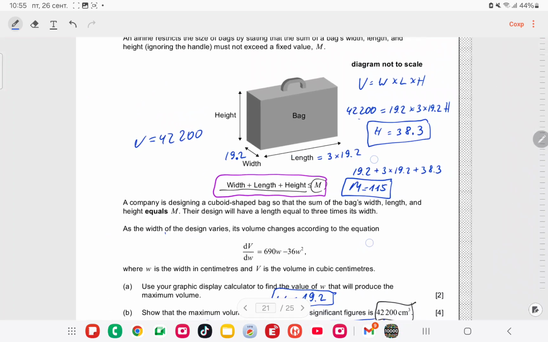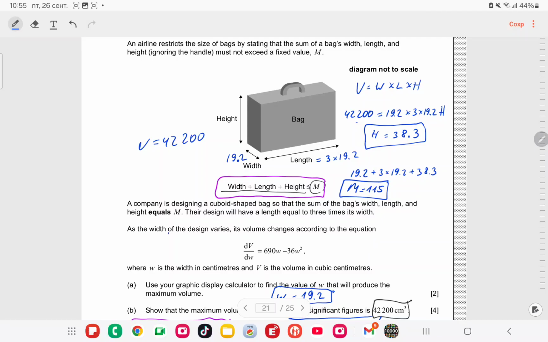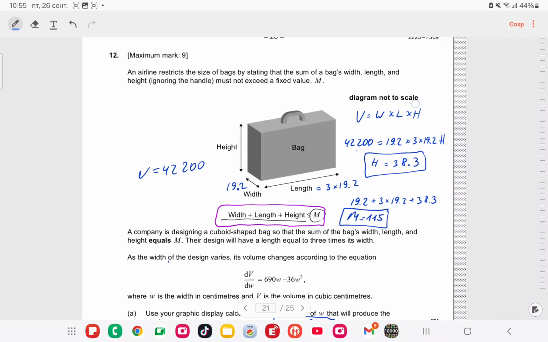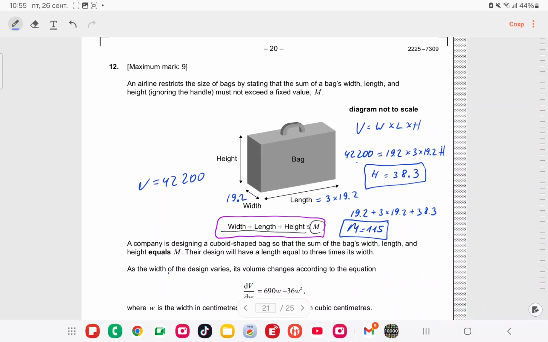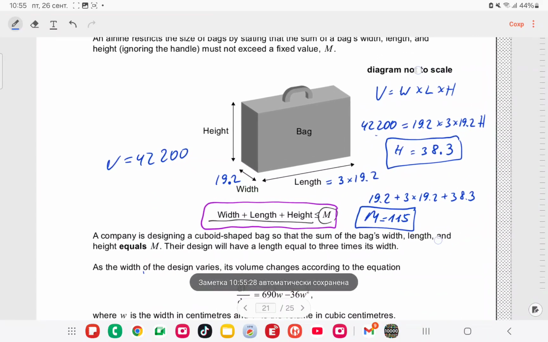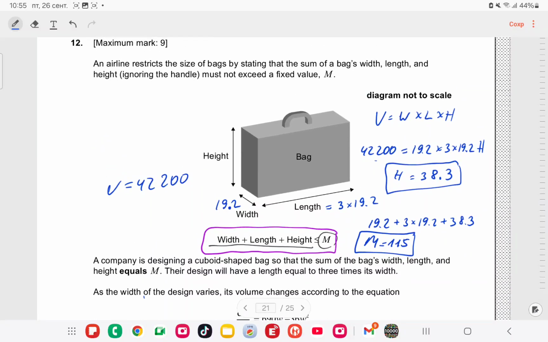So we solved this question and we helped the company to construct this kind of bag. It was question number 12 about calculus and the application of calculus in a real-life context.